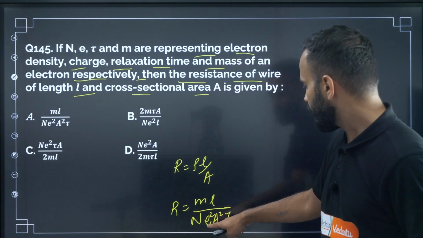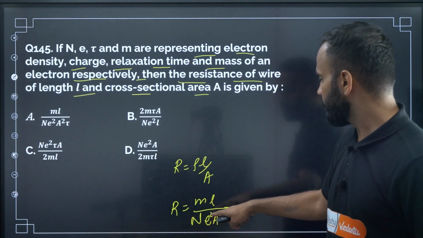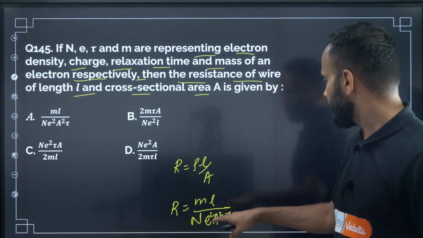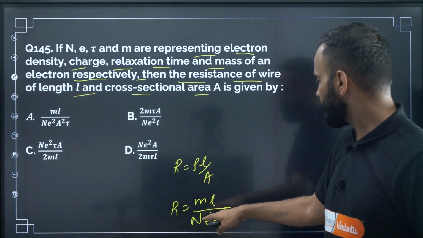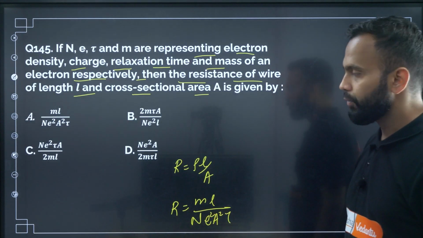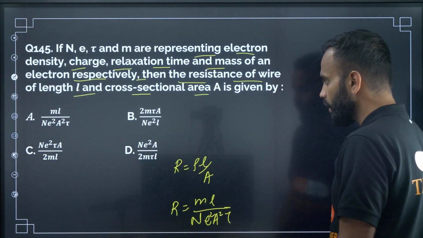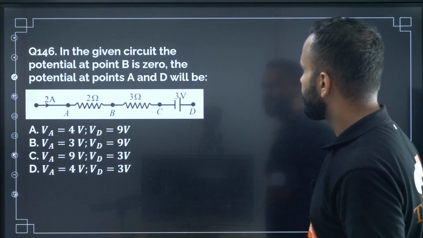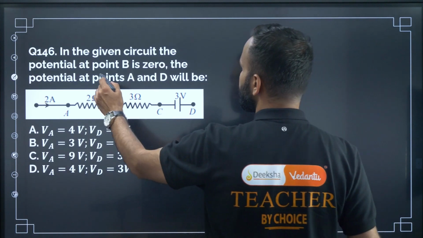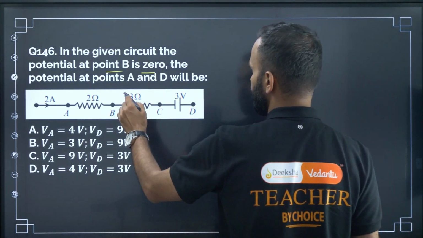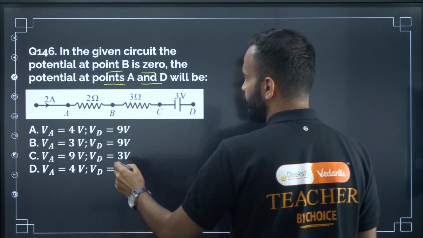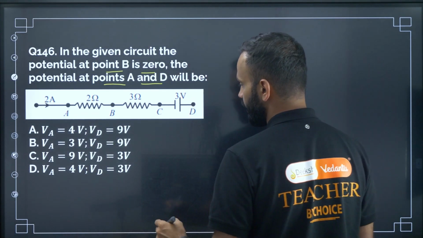A is the area of cross section, e is the charge of the electron, L is the length of the conductor, m is the mass of the electron, n is the number of electrons, okay. So the correct option is A. Next question, question number 146. In the given circuit, given that the potential at point B is 0, the potential at points A and D will be, okay.